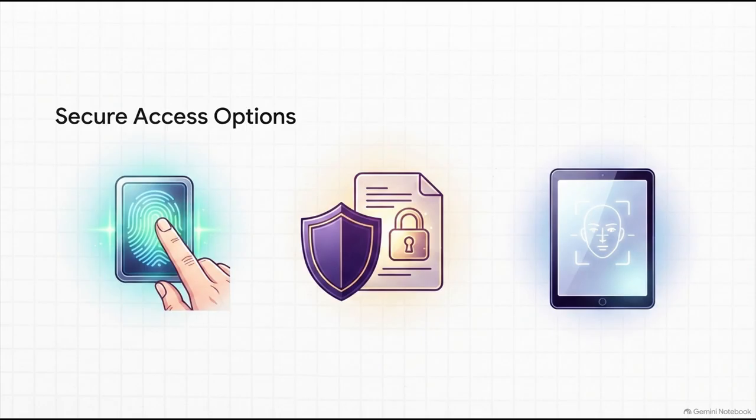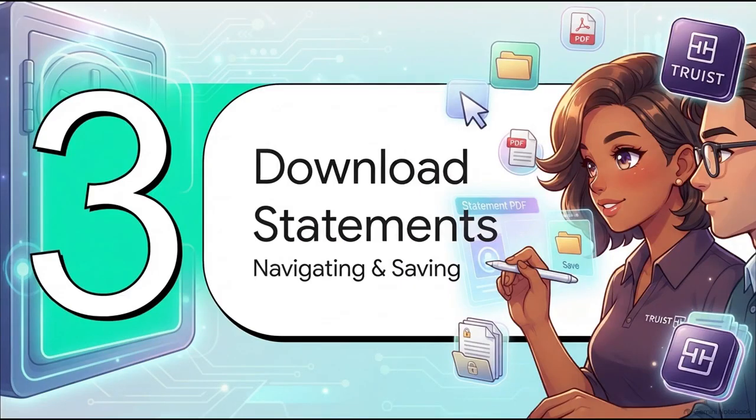Obviously, using a complex user ID and password is key, but what's really cool is that on the mobile app, you can actually enable Face ID or Touch ID for super quick biometric access. Plus, checking your sign-in history and seeing remembered devices just gives you that extra peace of mind that your account is totally locked down. Step 3, downloading your statements, navigating and saving.